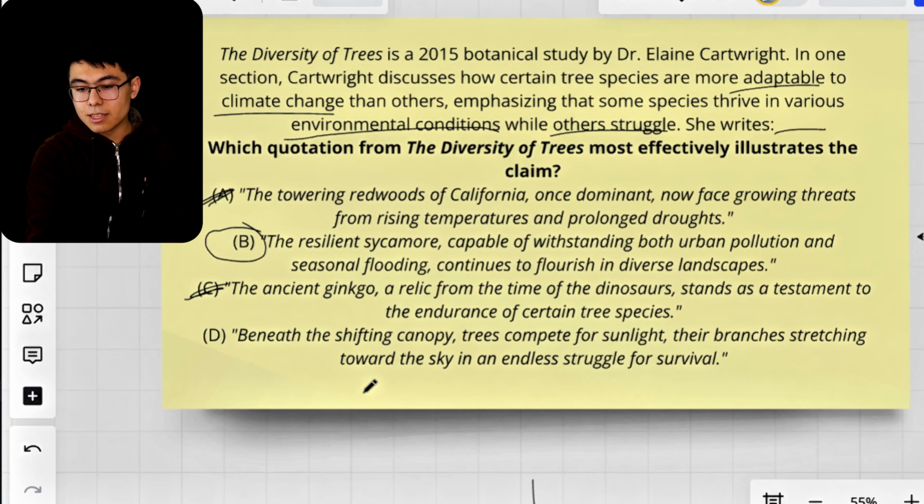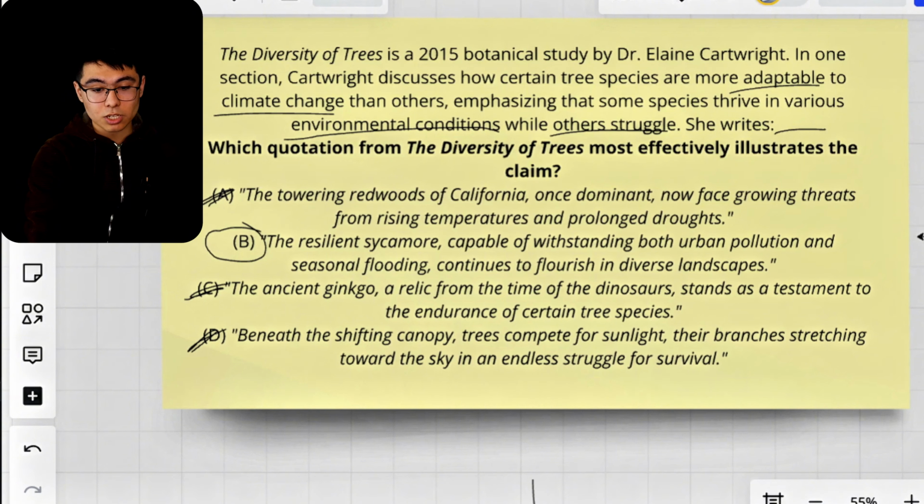Choice D. Beneath the shifting canopy, trees compete for sunlight, their branches stretching towards the sky in an endless struggle for survival. Well, this is a very general statement about tree growth and competition, and there's nothing about adaptation to climate change. That's why D is also wrong.